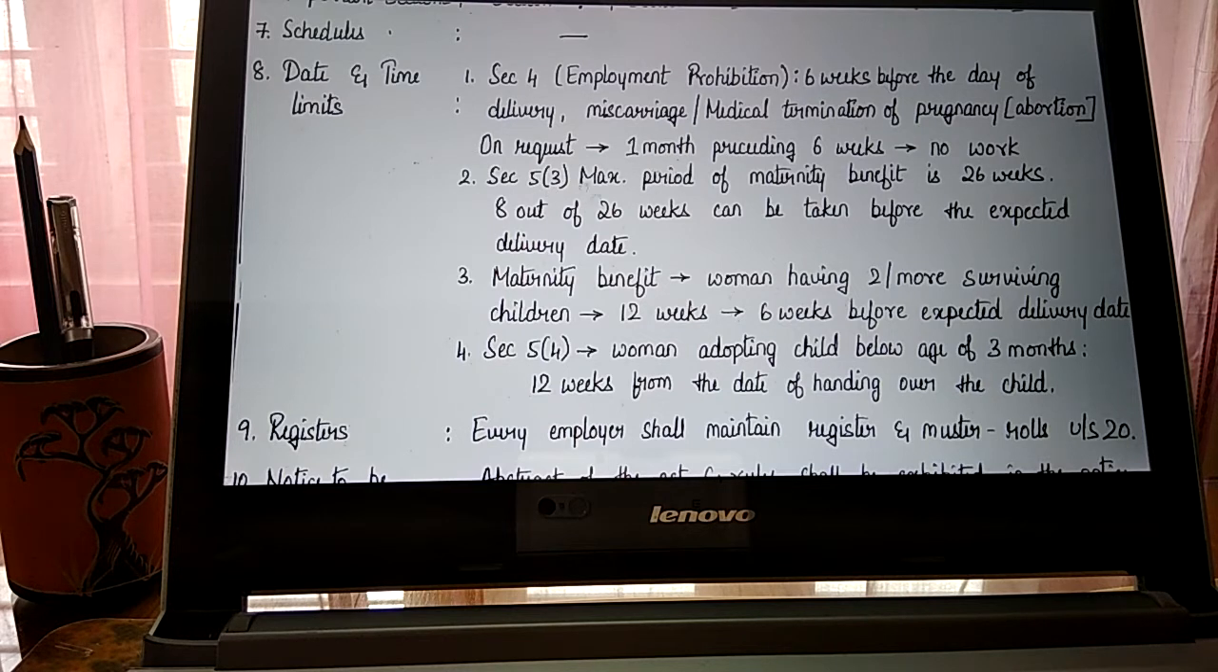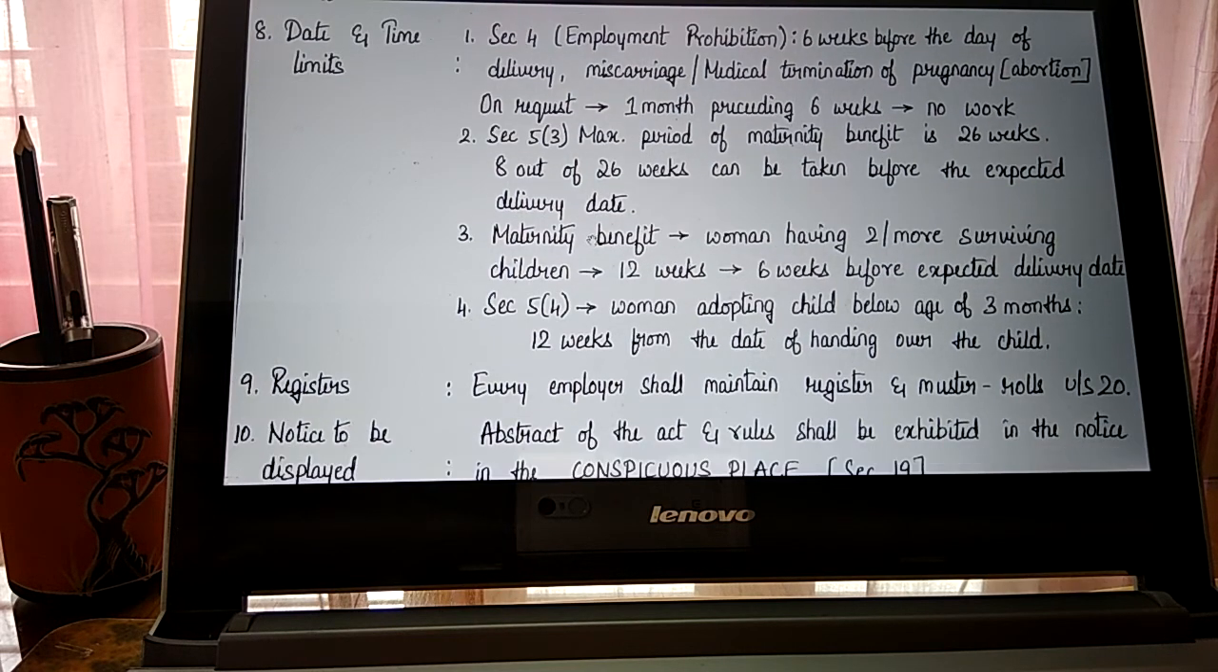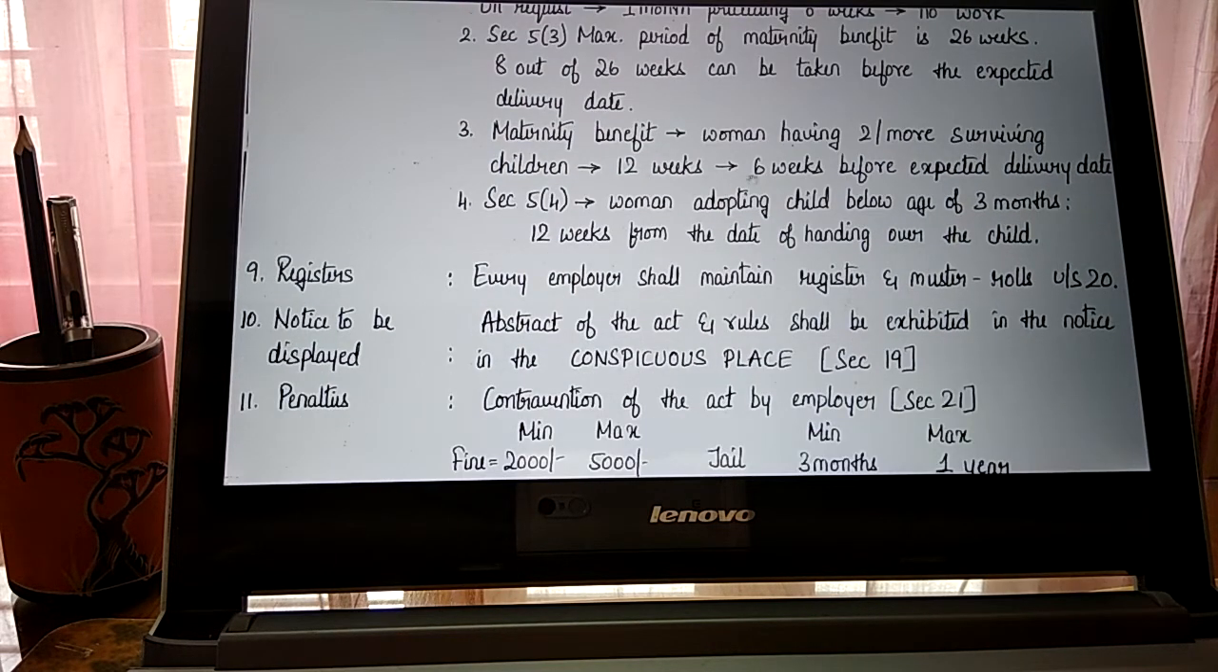Then section 5 subsection 3. The maximum period of maternity benefit is 26 weeks as per the Maternity Benefit Amendment Act. Yes, 8 out of the 26 weeks can be taken before the expected delivery date. That is 8 weeks before delivery. The rest 18 weeks you should take after the delivery. Women having 2 or more surviving children can take only 12 weeks maternity benefit as per the Amendment Act. And in these 12 weeks, 6 weeks can be before the expected date of delivery.